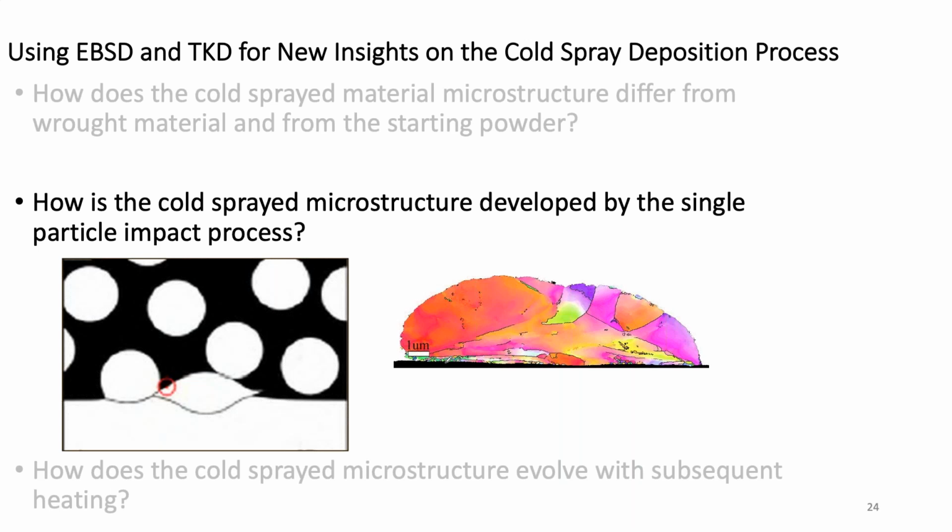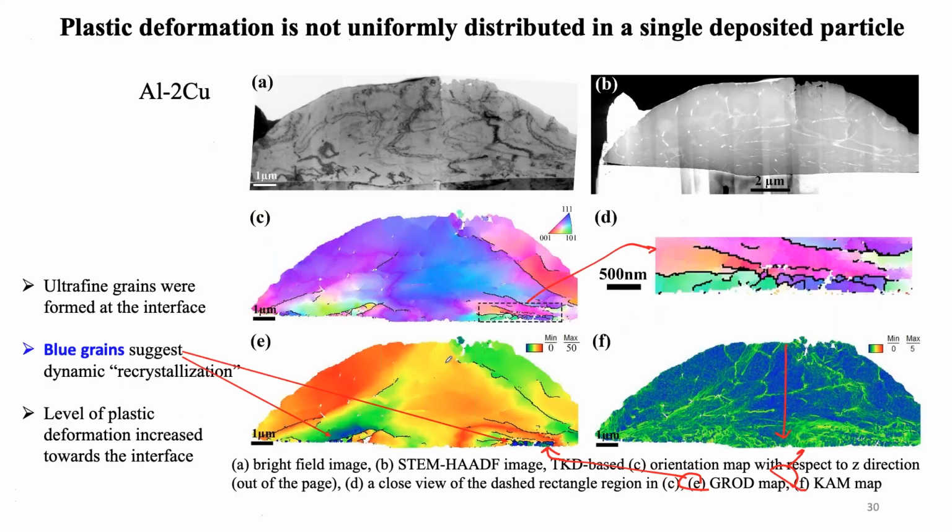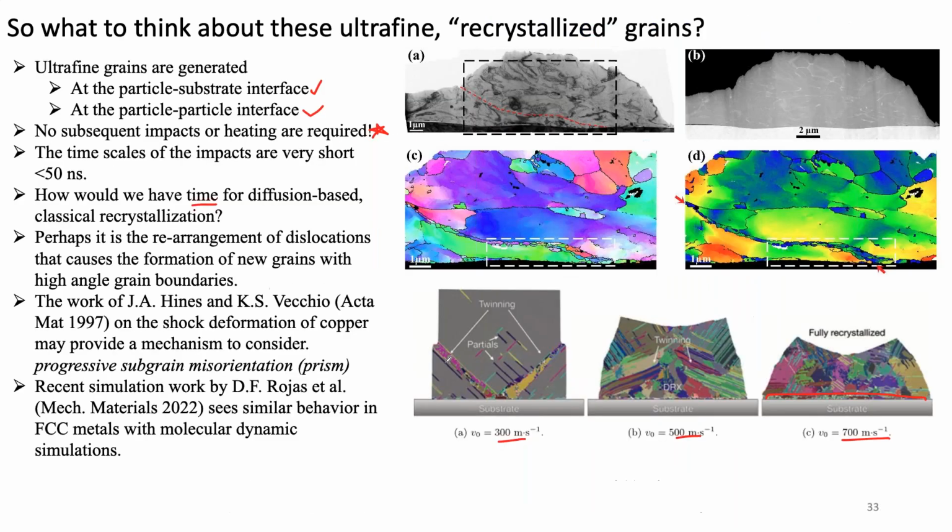And again, I think that by looking at the work of Hines and Vecchio and Rojas and colleagues in Canada, what's happened is you're rearranging. It's a fair amount of plastic deformation that's required for this event. I think the dislocations are simply rearranging themselves right into these new grains. And so it's really based on grain rotation and dislocation rearrangement.